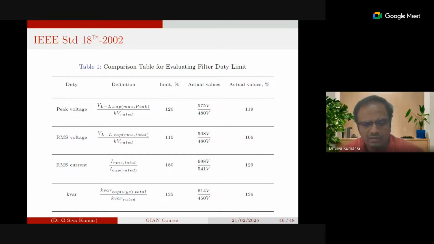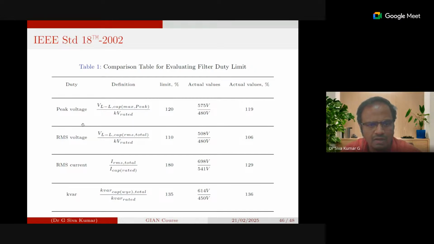Yeah, this is the IEEE standard 18-2002, where once after designing the filter, we need to estimate the peak voltage, RMS voltage, RMS current, and the kVAR. Once you design a filter, as we have seen in the impedance plot with frequency, it shows some impedance with respect to other frequency components also. That means it is going to allow the other harmonic components also.